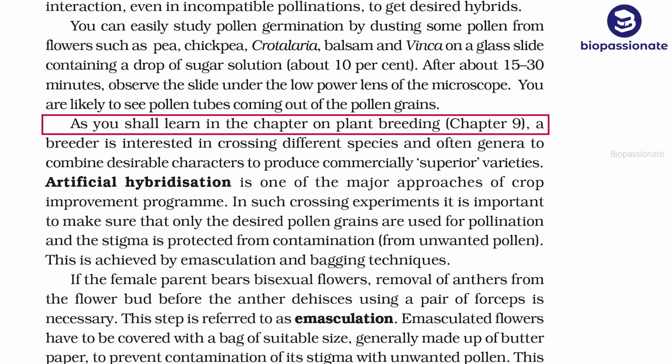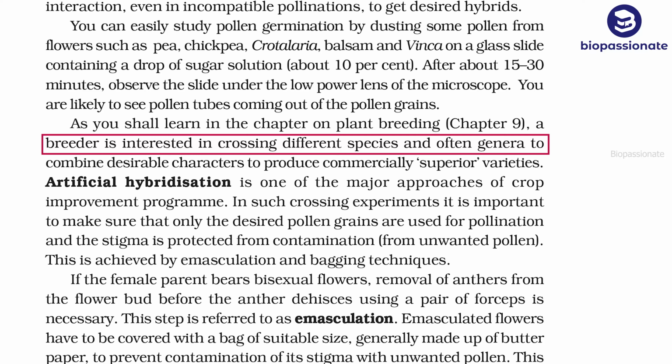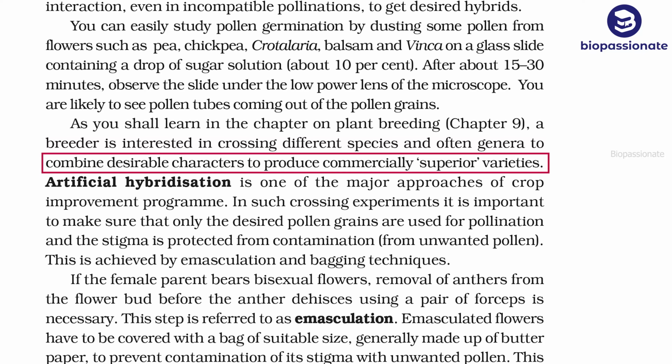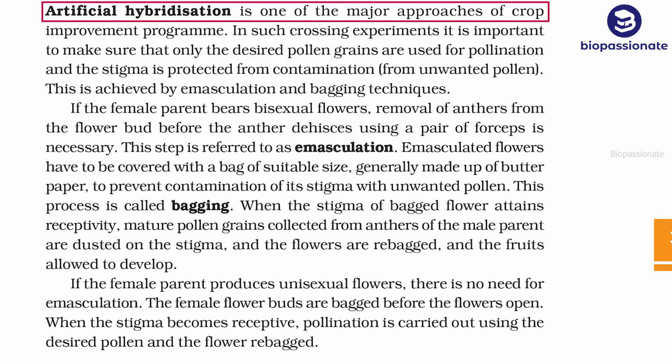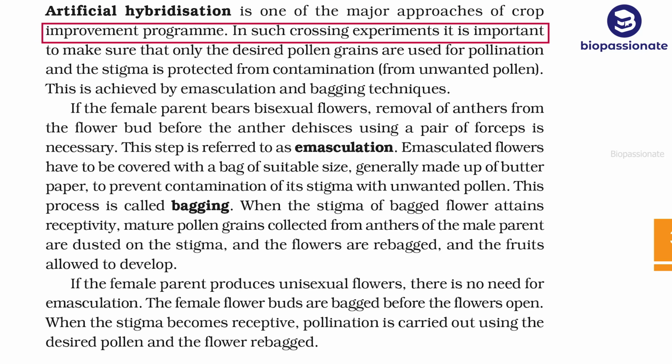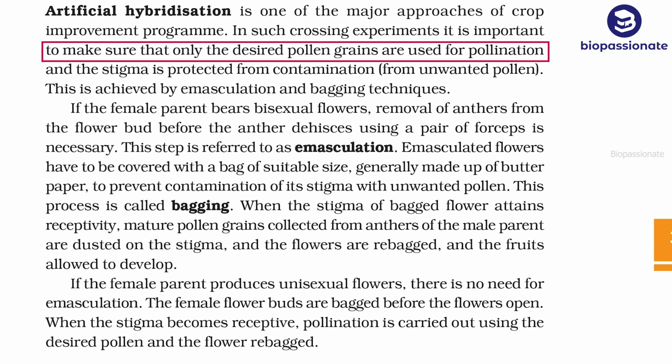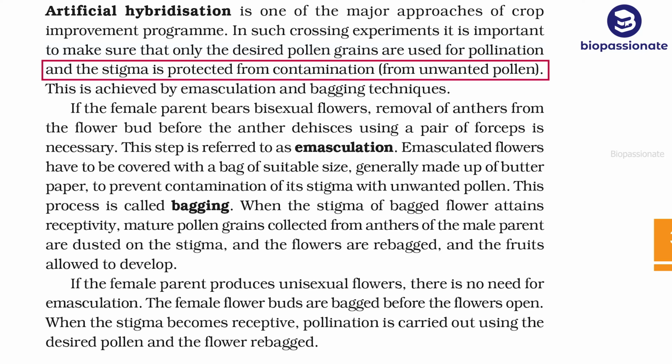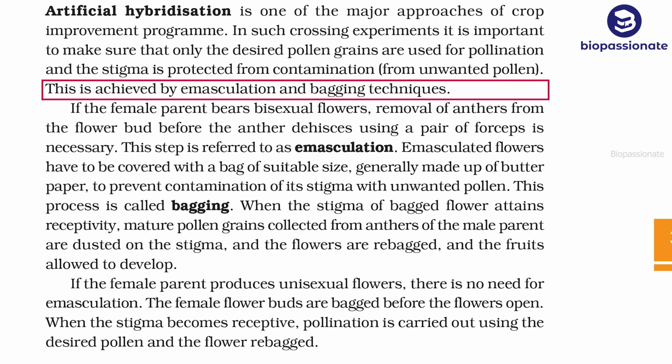As you shall learn in the chapter on Strategies for Enhancement in Food Production, a breeder is interested in crossing different species and often genera to combine desirable characters to produce commercially superior varieties. Artificial hybridization is one of the major approaches of crop improvement programs. In such crossing experiments, it is important to make sure that only the desired pollen grains are used for pollination and the stigma is protected from contamination from unwanted pollen. This is achieved by emasculation and bagging techniques.